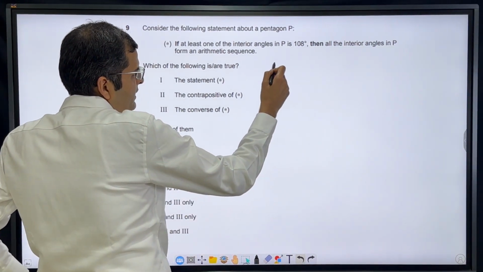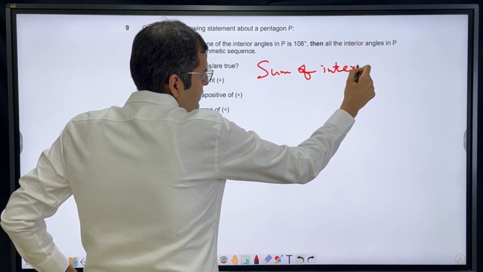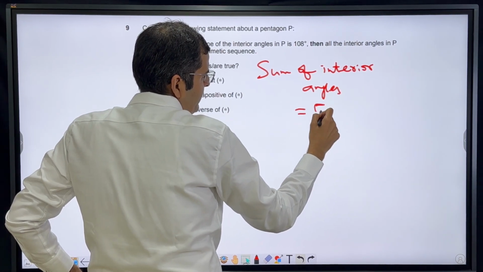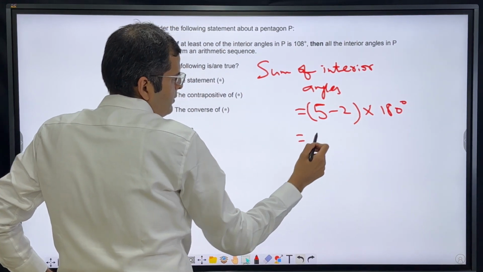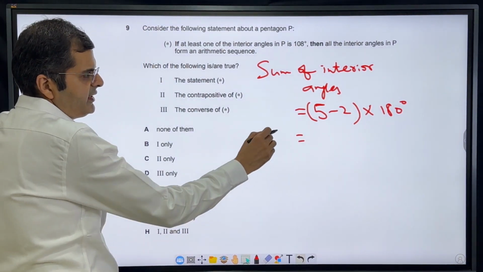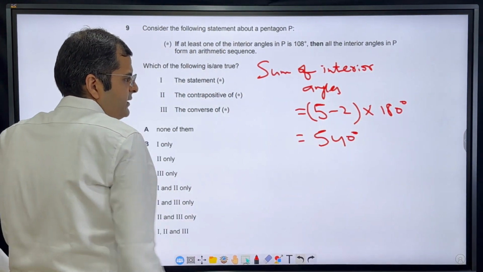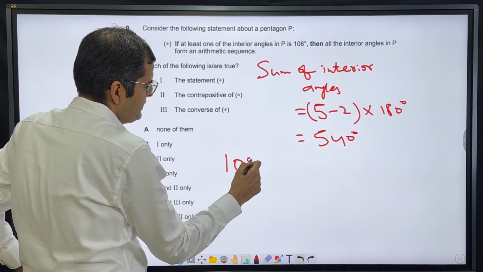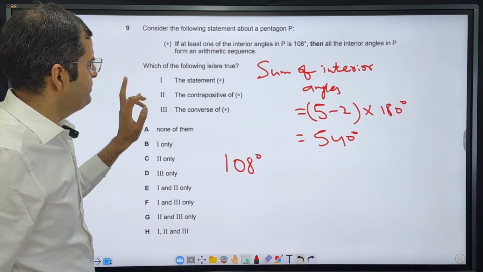First of all, the sum of interior angles in a pentagon is (5 minus 2) into 180 degrees. Okay, 5 minus 2 is 3. 3 into 180 degrees is 540 degrees. Now the sum is 540. One of them is 108 degrees. Let's see. Now it says which of the statements is true.